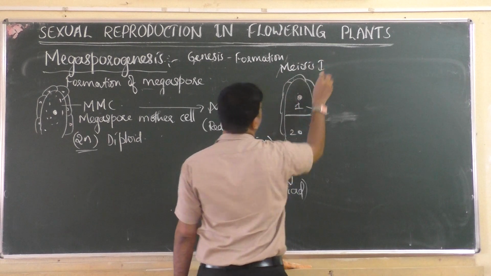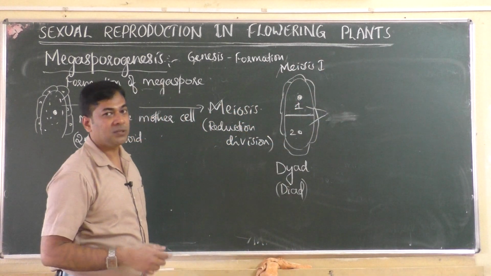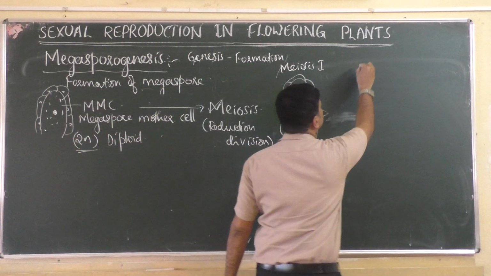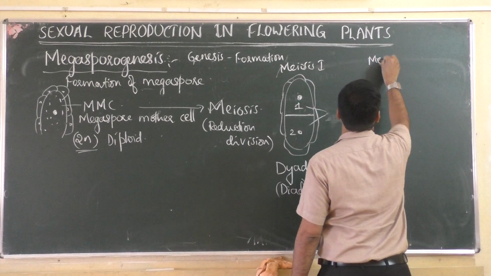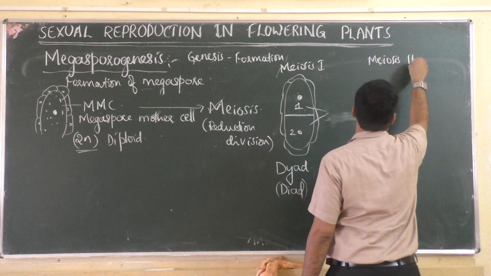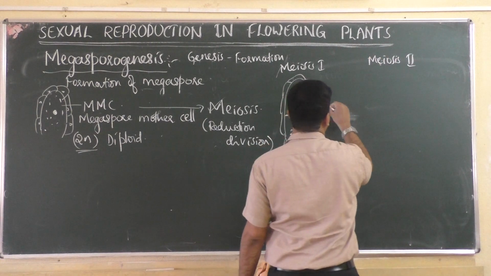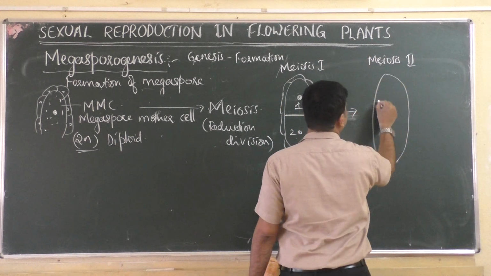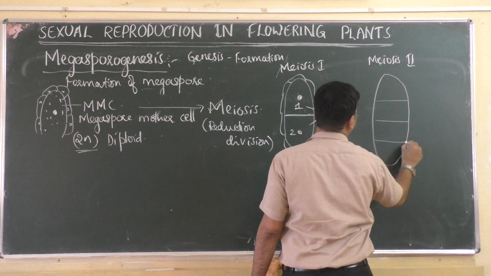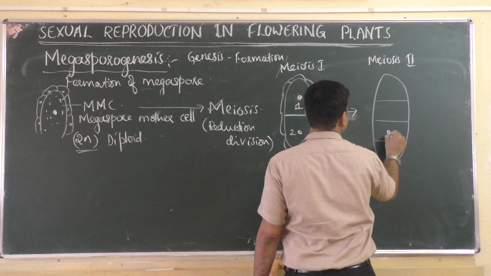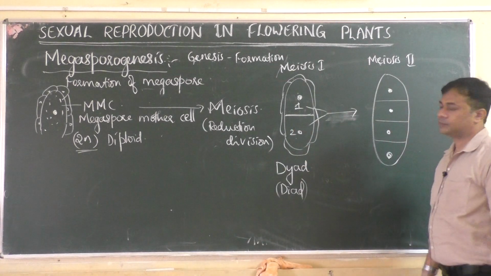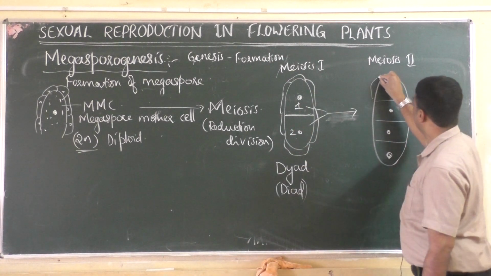Meiosis has two stages, you know, meiosis 1 and meiosis 2. In meiosis 1 what happened? One cell divided into two cells. Then in meiosis 2 what will happen? In meiosis 2, these two cells will divide and produce four cells. 1, 2, 3, 4. Four cells are produced.